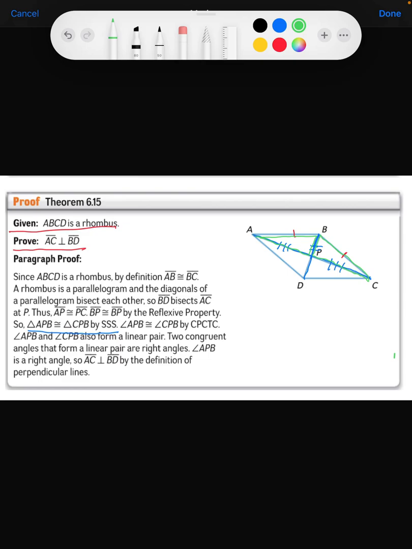So angle APB, this angle here, and angle CPB, this angle here, are going to be equal to each other because they're corresponding parts of congruent triangles. And they also form a linear pair, since we have a line here. If they're equal to each other and form a linear pair, so they add up to 180 and they're equal to each other, then they have to be right angles. So we've proven that if we have a rhombus, then our diagonals are perpendicular to each other.